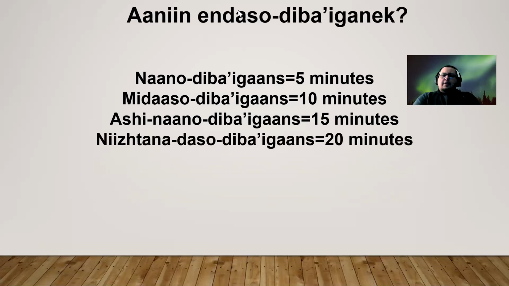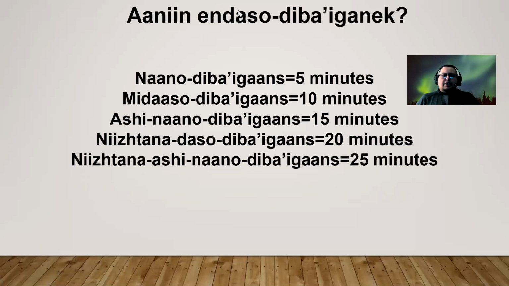Endaso-diba'iganek, 20 minutes. And notice that one's a little different. We add daso to that to connect to diba'iganek. And daso is, I suppose, like a number connector, a count connector in some way. So we have nishtana, which is 20. Daso is the number, and diba'iganek is the minute. So 20 minutes. And our last one, nishtana endaso-diba'iganek, 25 minutes.